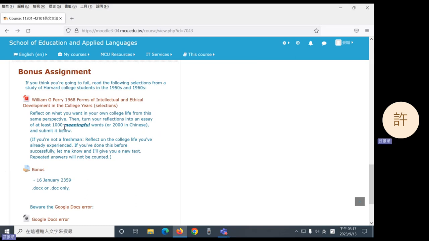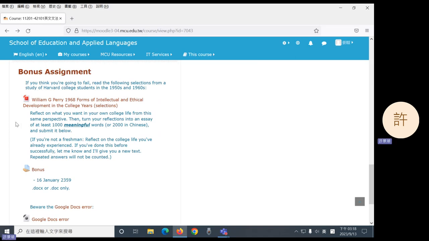So this is why when I look at your bonus assignment, I will check if they are meaningful words. If you simply ask ChatGPT something and then copy paste, it doesn't work. Meaningful here means it is related to your own ideas and your own experiences. At least 1,000 meaningful words, or if you use Chinese, 2,000 words. Because the word count in Chinese is usually double the English word count. So 1,000 and then 2,000. Either one.